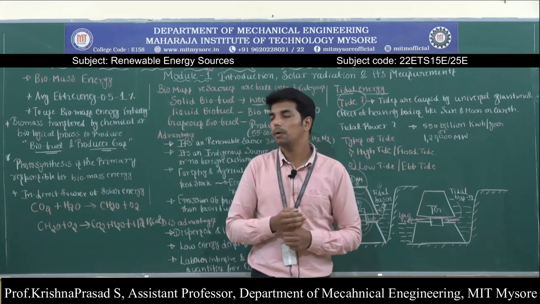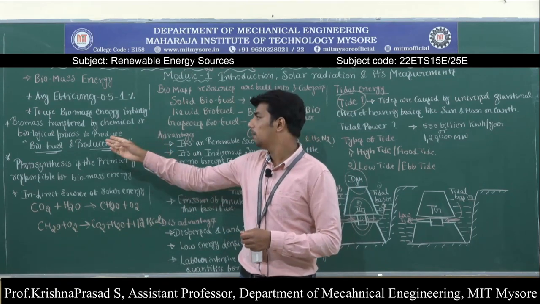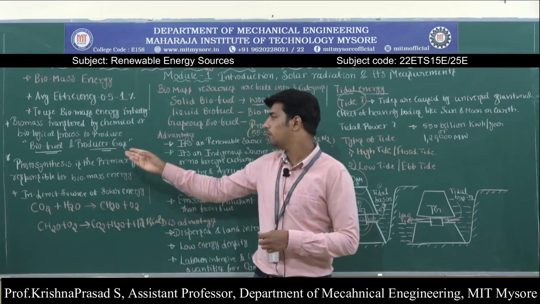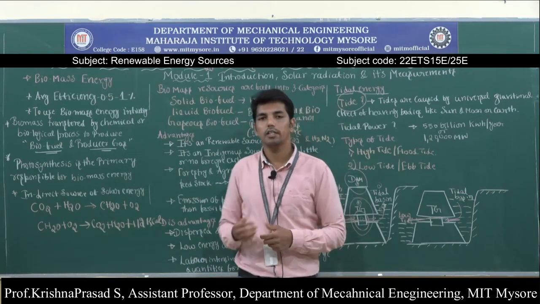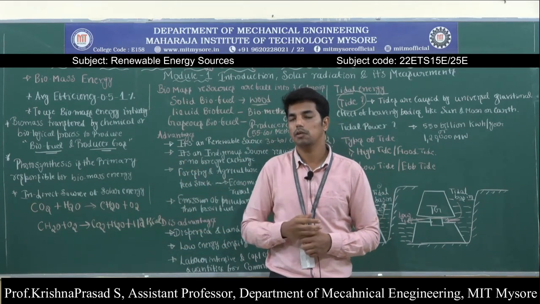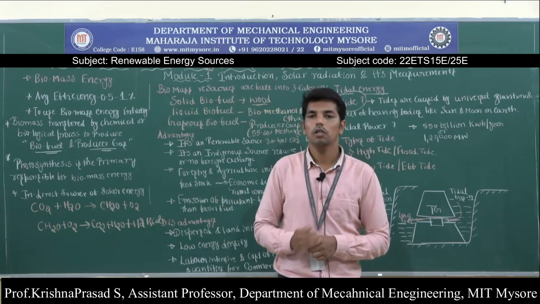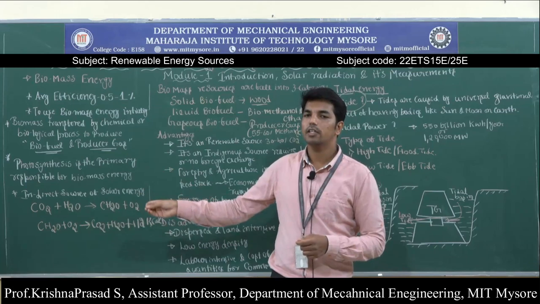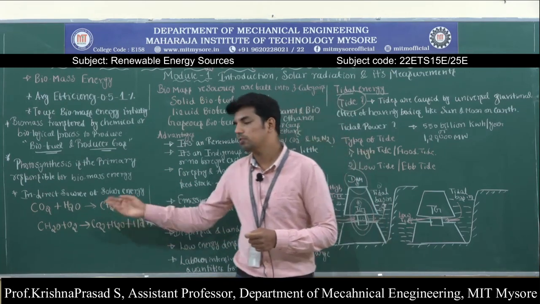Then in order to use the biomass energy, biomass is initially transformed by chemical or biological process to produce liquid biofuels and producer gas, using the trans-esterification process. It is very important that photosynthesis is primarily responsible for biomass energy. Next, very important one, biomass energy is an indirect source of solar energy, and it can be understood with the help of a small reaction.